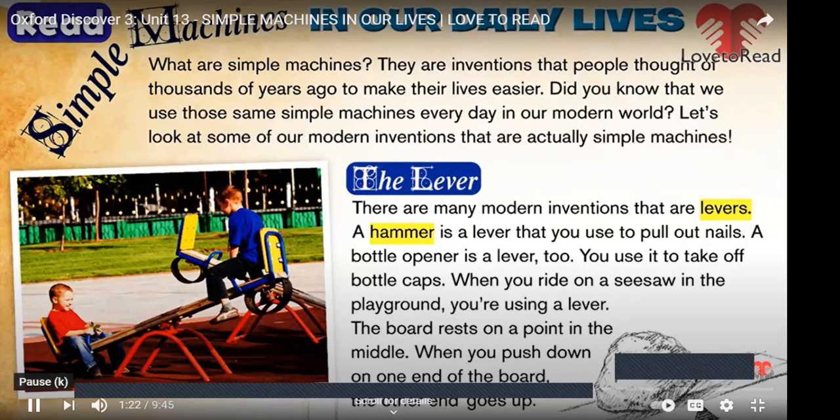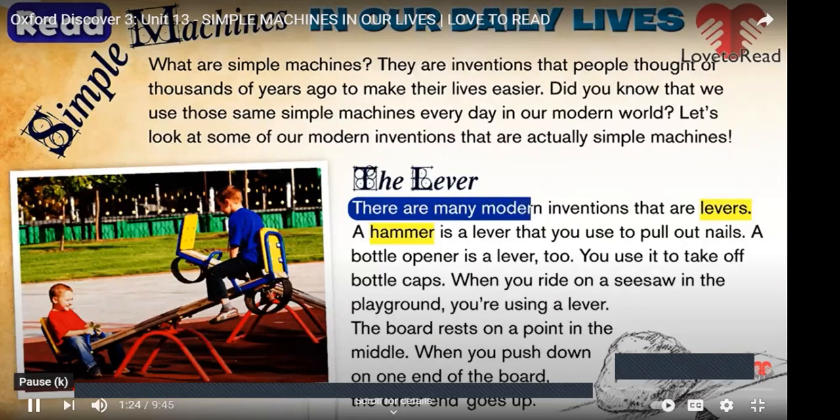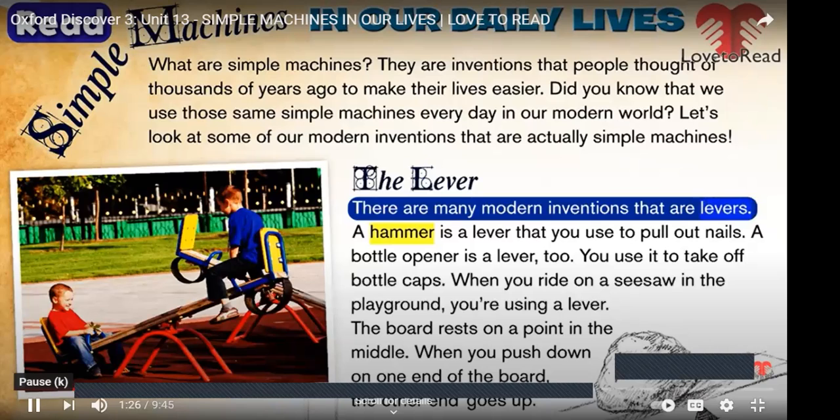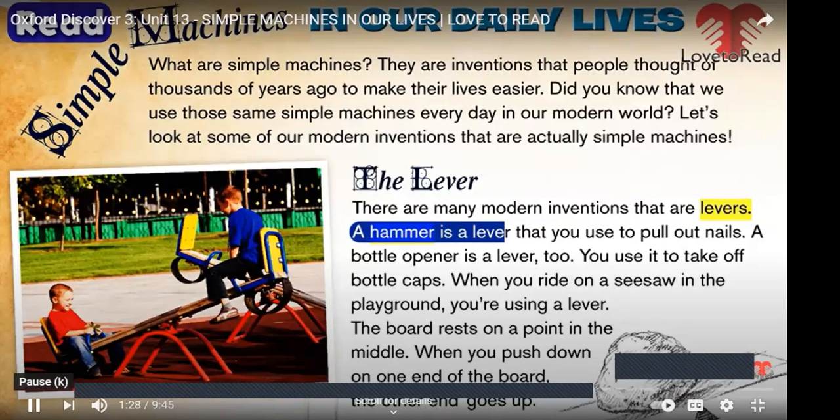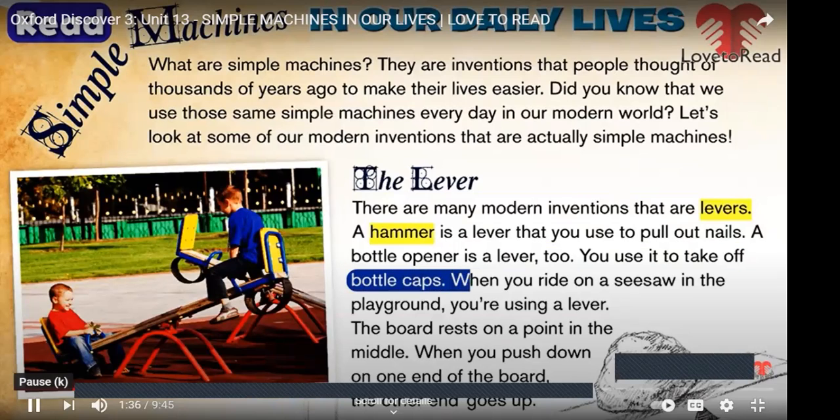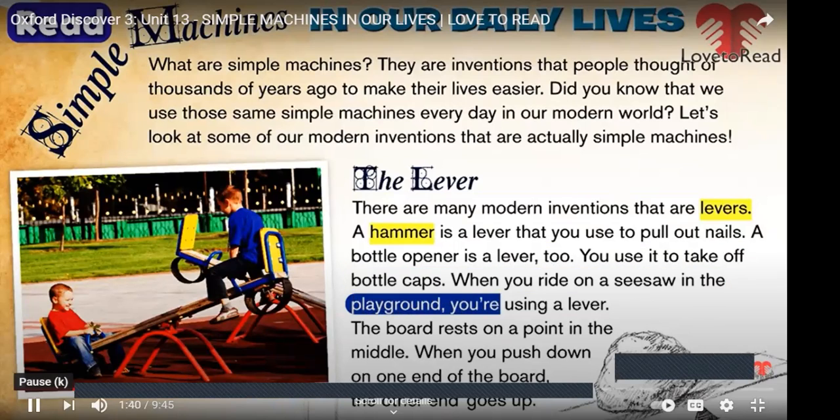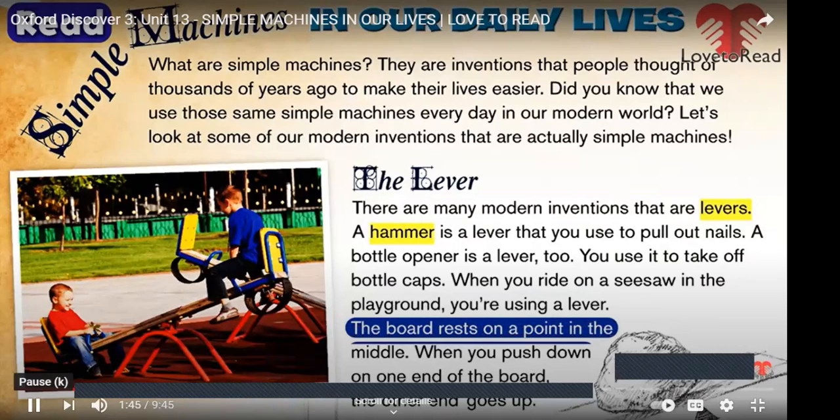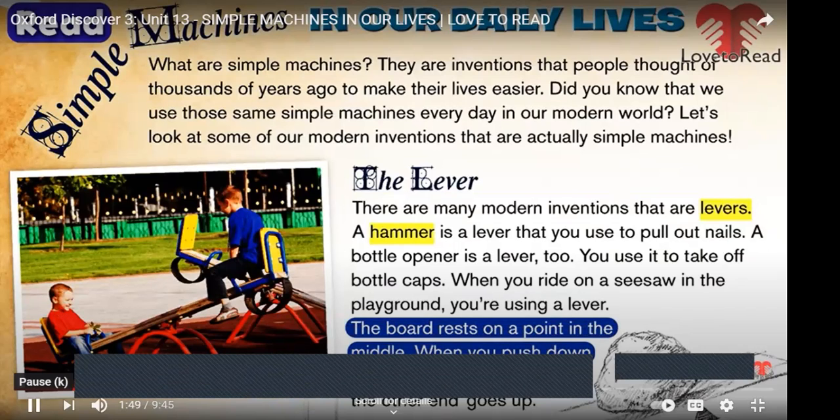The lever. There are many modern inventions that are levers. A hammer is a lever that you use to pull out nails. A bottle opener is a lever too. You use it to take off bottle caps. When you ride on a seesaw in the playground, you're using a lever. The board rests on a point in the middle. When you push down on one end of the board, the other end goes up.